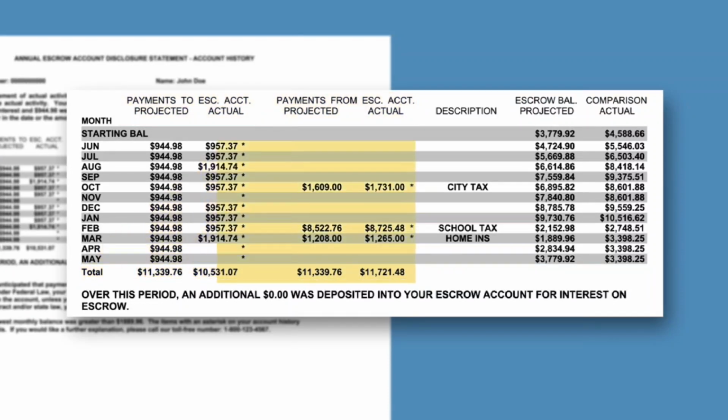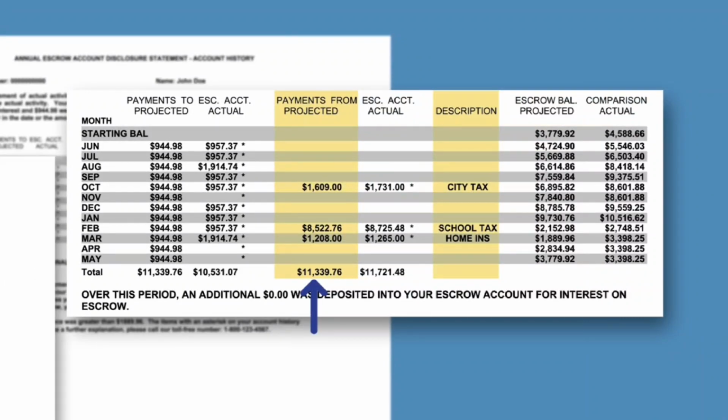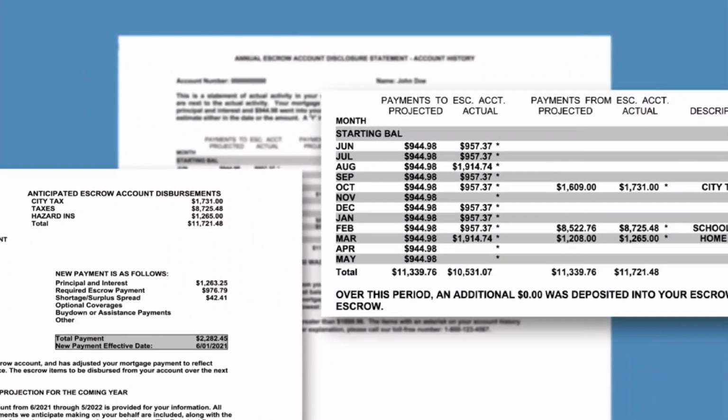Also in the account history section, you'll find possible reasons for a shortage. For example, if the amount that was actually paid is higher than what was projected to be paid, a shortage in the escrow account may result. Looking at our sample statement, you can see that the actual payments for city and school taxes and homeowners insurance totaled $11,721.48, which is higher than the projected payments of $11,339.76, resulting in a shortage. The actual payment amounts in the account history section are then used for the projections in the coming year.